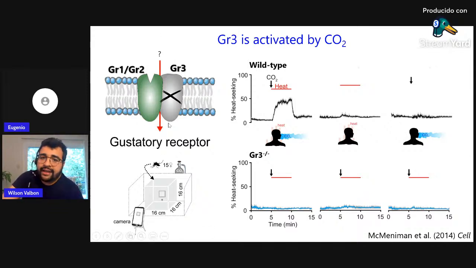Guys, it's also important to say that this gustatory receptor is also responsible for flies detecting carbon dioxide, and gustatory receptors are responsible for tastes like bitter and sugar and other compounds. Not only carbon dioxide, other things as well, especially compounds that are present in food for flies. They can taste this.